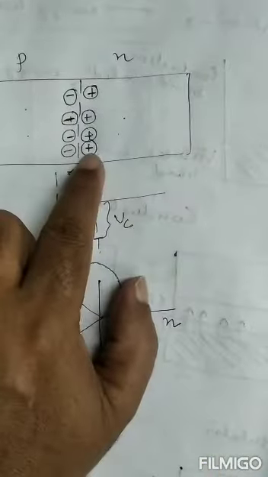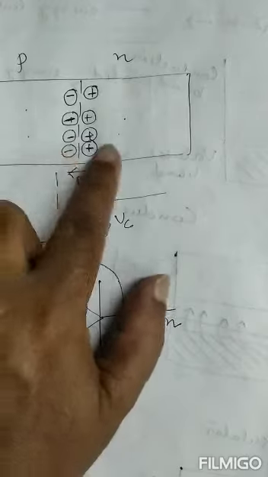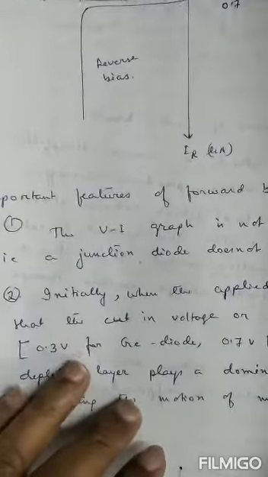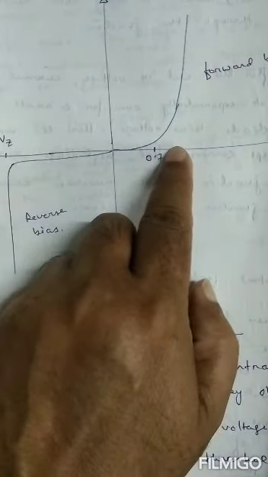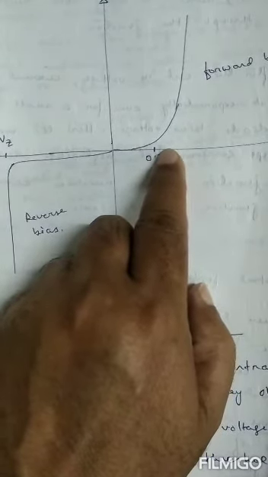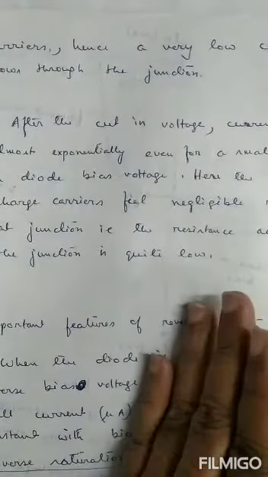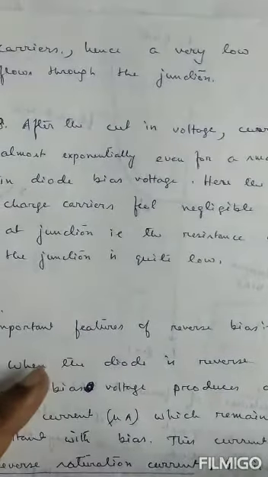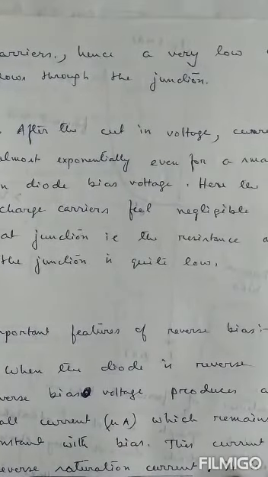Therefore, if the applied potential is not more than 0.7, this electric field is not removed completely. As a result, majority charge carriers cannot cross the junction easily and current through the junction becomes practically very low. Once the applied voltage becomes more than the contact potential, that is 0.7 volt for silicon, majority charge carriers feel negligible resistance while passing through the junction, because that contact electric field is completely removed and current through the junction increases to a very large value.